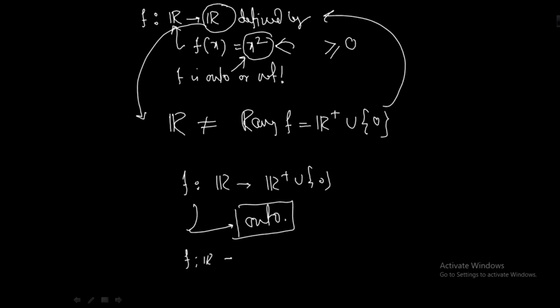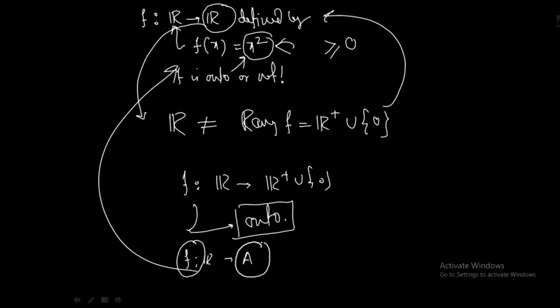These type of questions can be asked. Suppose f from R to A is defined by this. Now it is given that the function f is onto, then you will be asked to find the value of A. I'll definitely do these type of examples. So if the codomain becomes R plus, that means the collection of all positive reals and 0, then the function becomes onto.